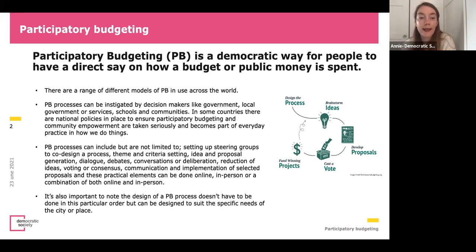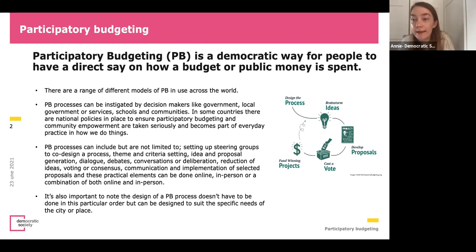In some countries, like Scotland, for example, there are national policies in place to ensure PB and community empowerment are taken seriously and become part of everyday practice in how we do things. So typically, PB processes include, but are not limited to, setting up steering groups to co-design a process, working together and thinking through that design, theme and criteria setting, so we'll talk a little bit about that this afternoon and go into more detail on that. Idea and proposal generation, same again, we'll talk a little bit more about ways that you can do that this afternoon. Dialogue, debates, conversations or deliberation.